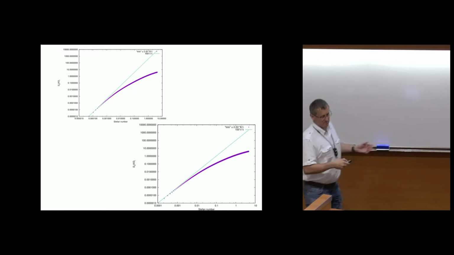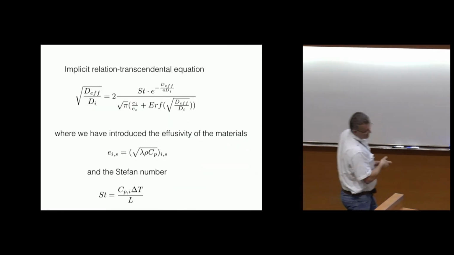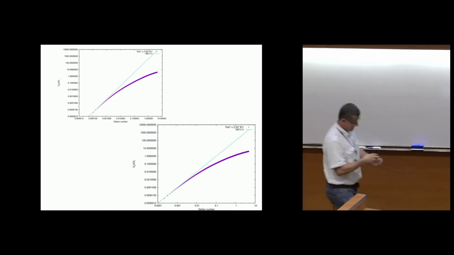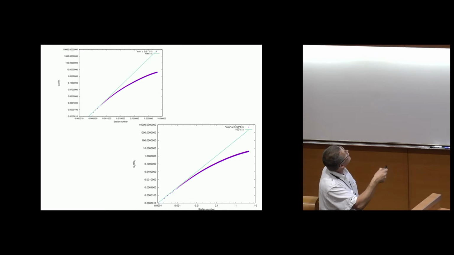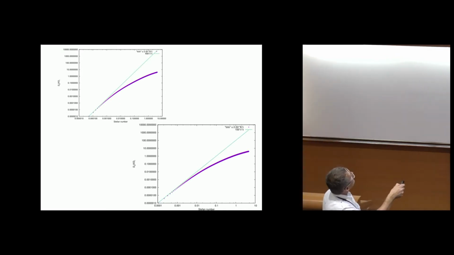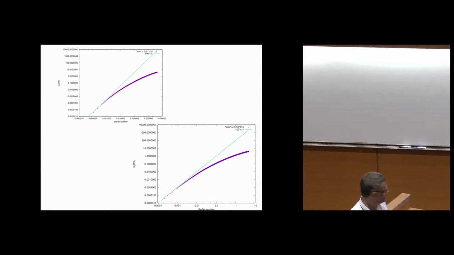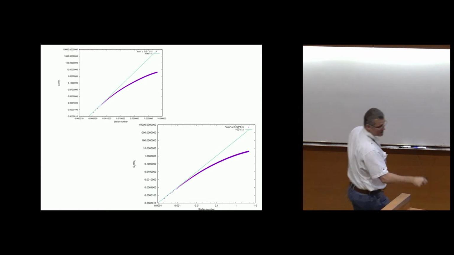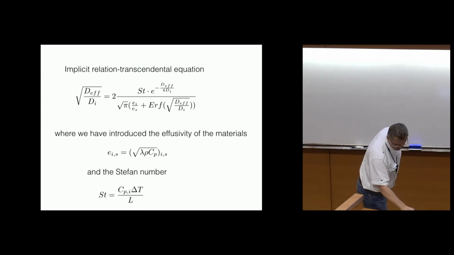Okay, so you can solve this equation numerically. Then you can obtain df as a function of the Stefan number, and the Stefan number contains the difference of temperature. And you can show analytically that at low Stefan number, the ratio between the effective diffusivity and the ice diffusivity goes like delta t squared. That can be shown by taking the limit of Stefan number going to 0.